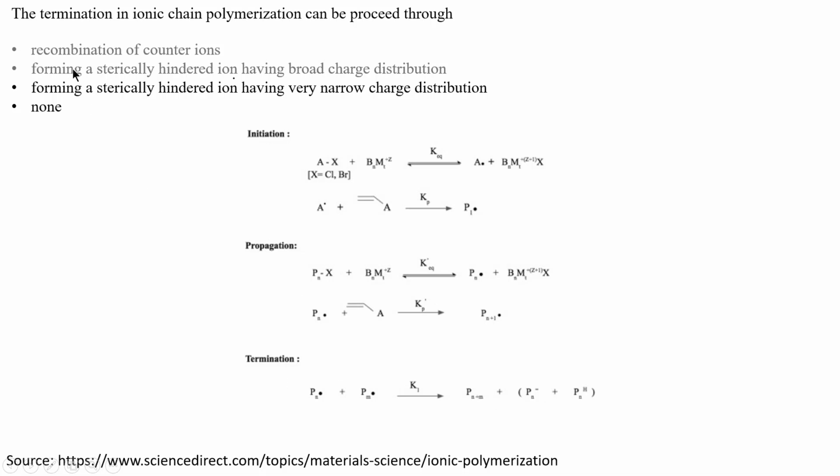So these two are the ways through which an ionic chain polymerization terminates. I hope this part is clear to you: the Pn dot right here plus the Pn dot, when they combine together at the final step of the termination, form together a Pn plus n polymer with a sterically hindered ion having a broad charge distribution of Pn minus plus Pn positive right here. So that is the ion of the broad charge distribution.